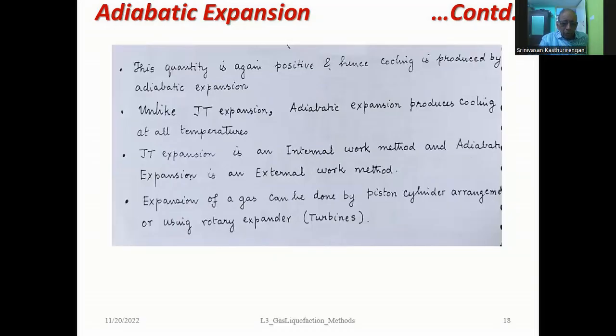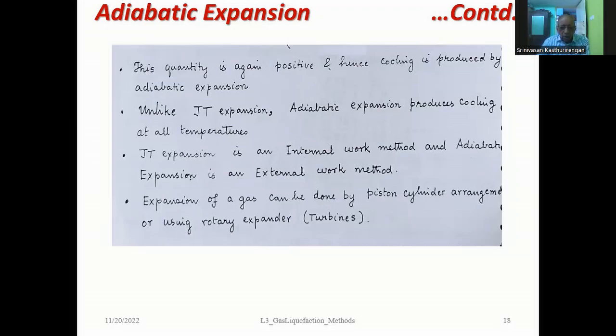Now, if you compare the adiabatic expansion and Joule-Thomson expansion, the adiabatic expansion produces cooling at all temperature levels, and adiabatic expansion is essentially an external work method where some amount of work is being done by the gas on the piston, and therefore work extraction takes place, and the energy is coming from the internal energy of the system, and therefore the temperature of the gas drops down.